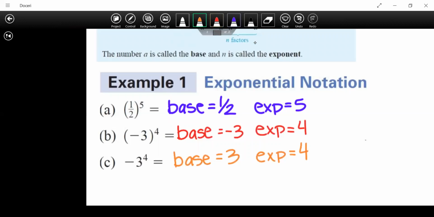You can look at the bottom value of this being like -1 times 3 to the 4th. So we still consider this our exponent. Okay.